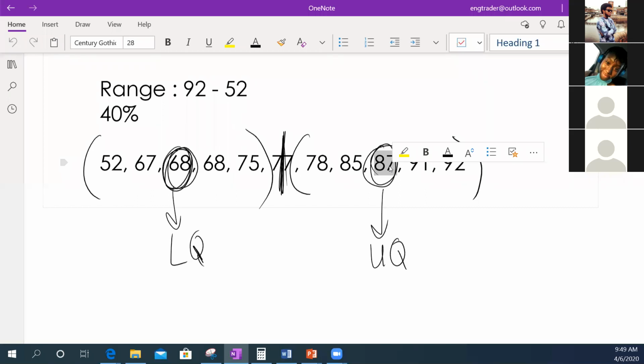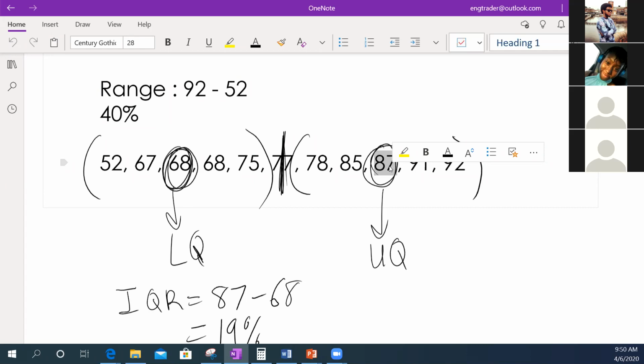Now, if we try to work out the interquartile range, we will simply have 87 minus 68. So 87 minus 68 would give us the interquartile range. When we work that out, that's 19. We should get 19%.